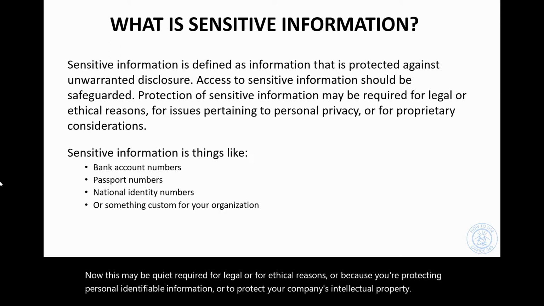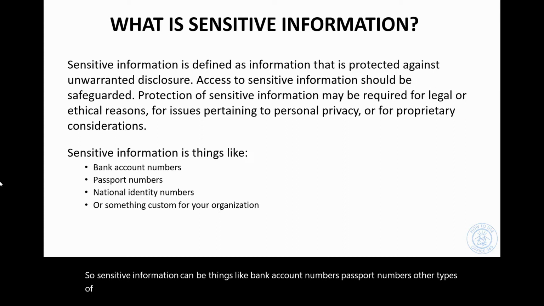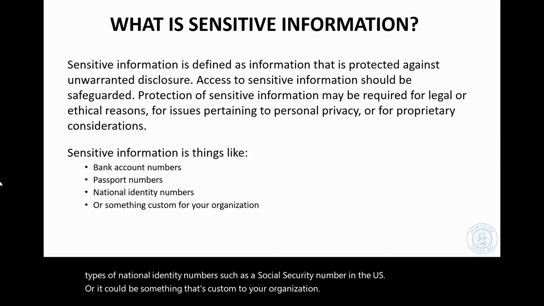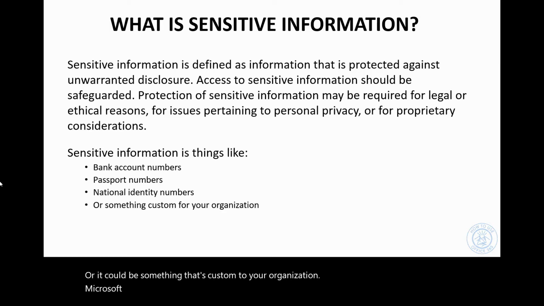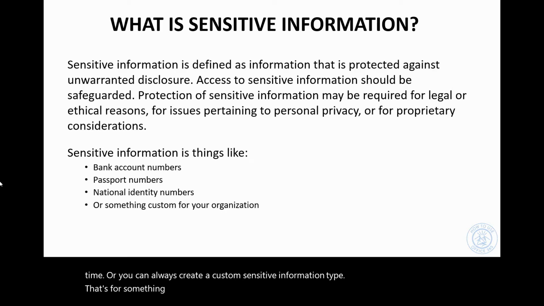So sensitive information can be things like bank account numbers, passport numbers, other types of national identity numbers, such as a social security number in the US, or it could be something that's custom to your organization. Microsoft has 100 built-in sensitive information types available, and more are being added all the time. Or you can always create a custom sensitive information type that's for something specific in your organization, like maybe a customer number that could be used to find other types of PII in the organization.